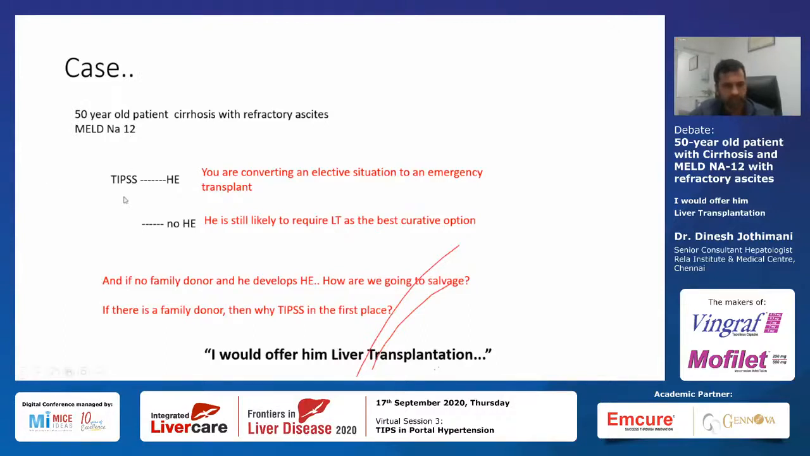So then why TIPS? And moreover, as I said, if there is no family member and if he develops hepatic encephalopathy after TIPS, how are you going to salvage this guy? We are in soup. And if there is a family member, then why TIPS in the first place? You can wait as well as consider transplantation when it's required. So I would offer him liver transplantation, considering refractory ascites as poor outcome in patients with end-stage liver disease. Thank you.